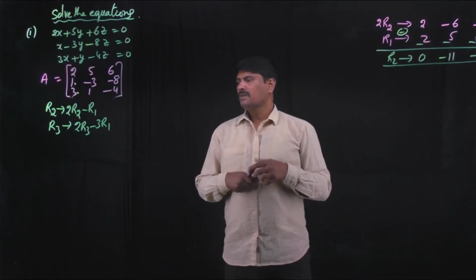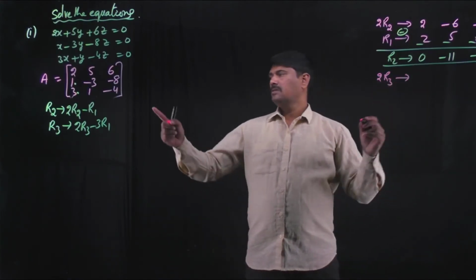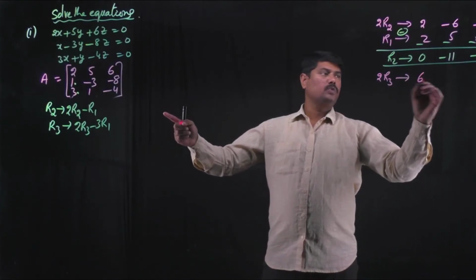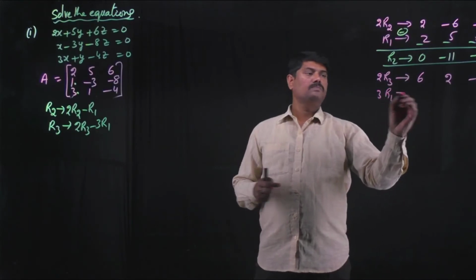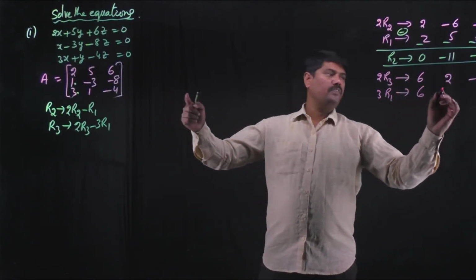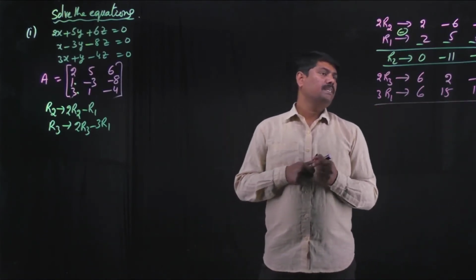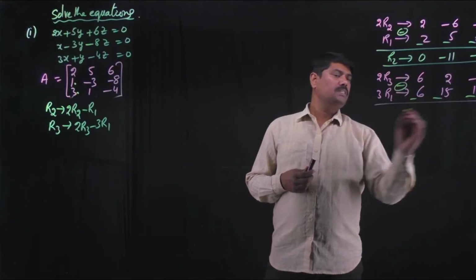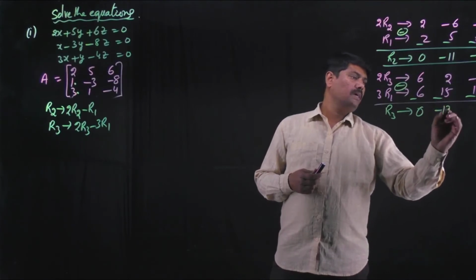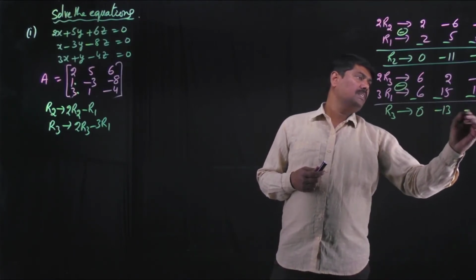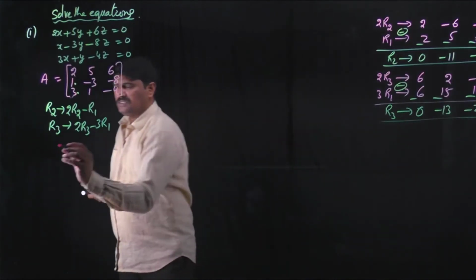Now use the second operation. Write the 2R3 values. What are the 2R3 values? 2 into 3, 6. 2 into 1, 2. 2 into minus 4 is minus 8. The 3R1 values: 3 into 2, 6, 3 into 5, 15, 3 into 6, 18. So subtracting here again, signs change, the new R3 for the next step: 6 minus 6, 0, 2 minus 15, this is minus 13, minus 8 minus 18, this is minus 26. So these are the 2 steps.